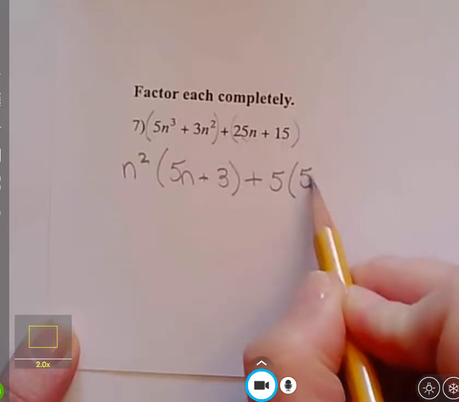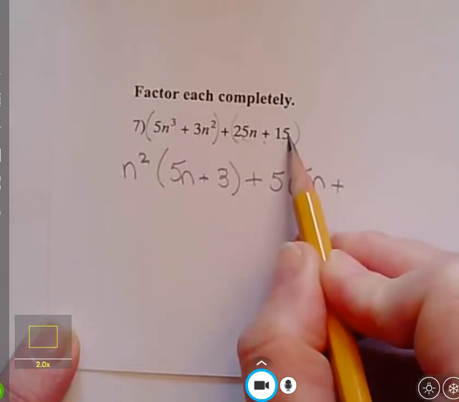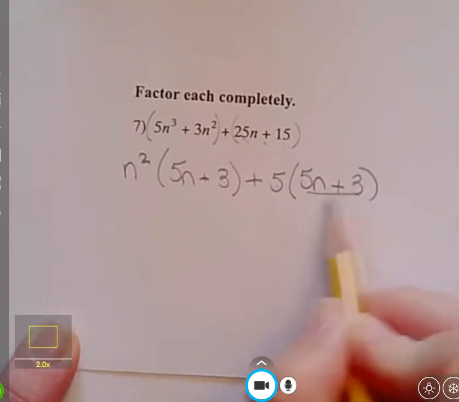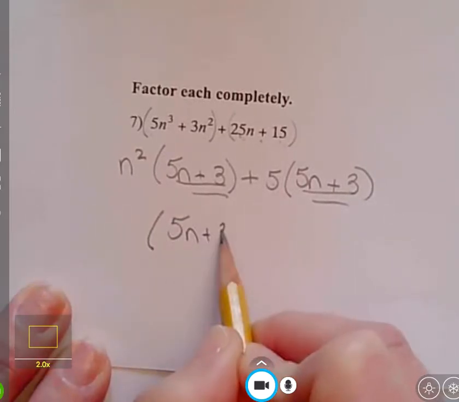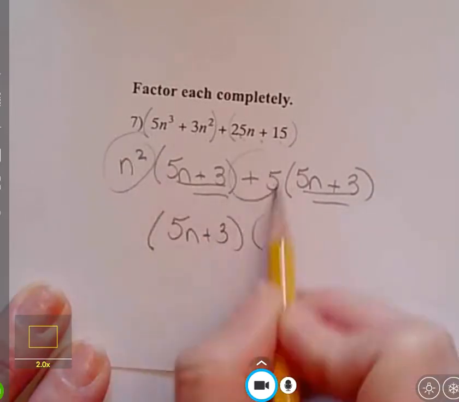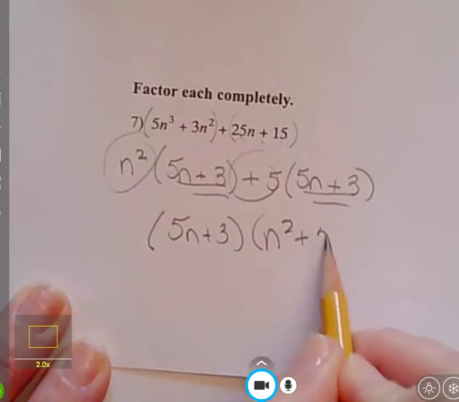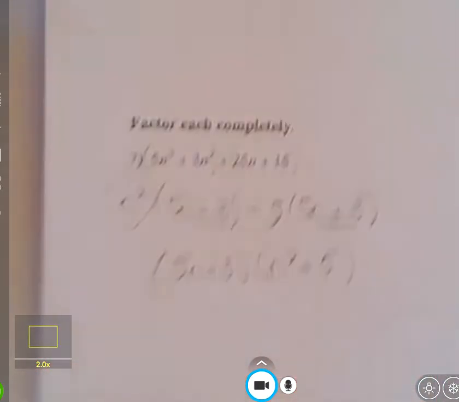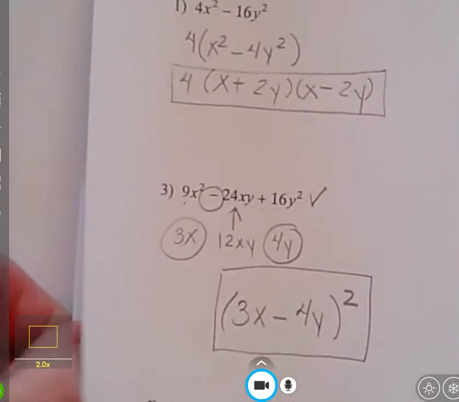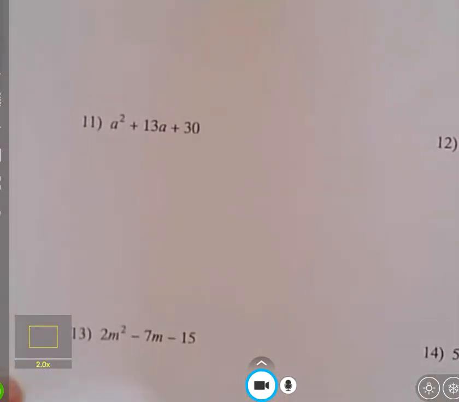Divide out of 5, that's 5n. Plus, divide out of 5, it's 3. These guys match. So, 5n plus 3 and n squared plus 5 are your factors. Okay, let's look at the odds on the next page.